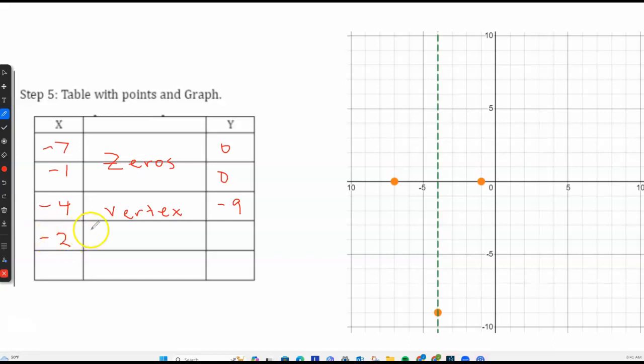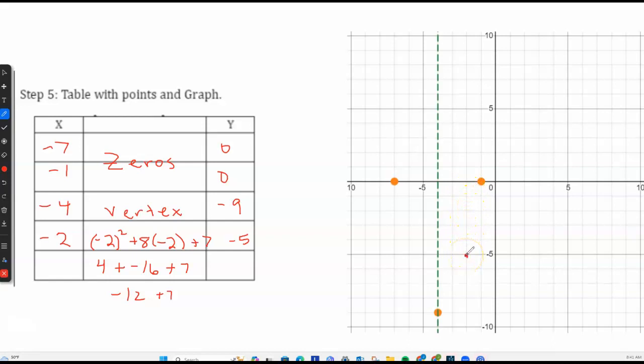Let's see what happens if we put negative 2 in. Negative 2 squared plus 8 times negative 2 plus 7. So negative 2 squared, negative 2 times negative 2, is 4, plus negative 16 plus 7. So that makes negative 12 plus 7 equals negative 5. Negative 2, 1, 2, 3, 4, 5.